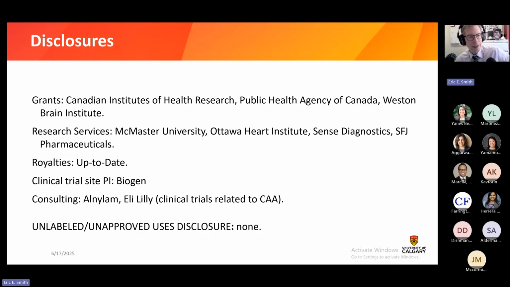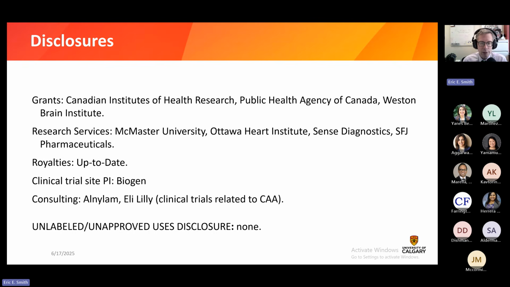I'll show my disclosures again. These are all my relationships with industry. The one most related to CAA is that we are a site for a clinical trial in CAA that I'll explain at the end of the lecture. And so I administer a contract between the trial sponsor, Alnylam Pharmaceuticals, and the University of Calgary.